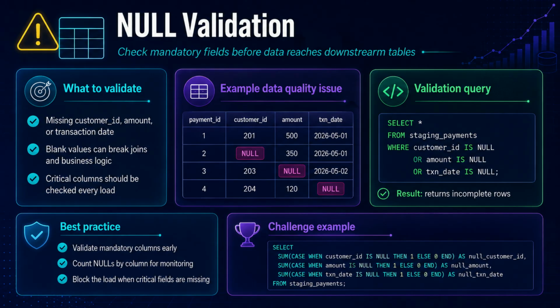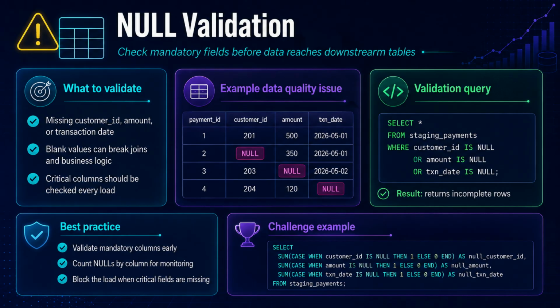In the center table, we can see 3 clear data quality issues. One row has a missing customer ID, another row has a missing amount, and another row has a missing transaction date. These records should be detected before they move into the final reporting layer. The validation query is simple, but very powerful. We select all records from the staging payments table where customer ID is null, or amount is null, or transaction date is null. This query acts like a safety filter. It catches incomplete rows early before they affect dashboards, reconciliations, financial reports, or downstream business logic.